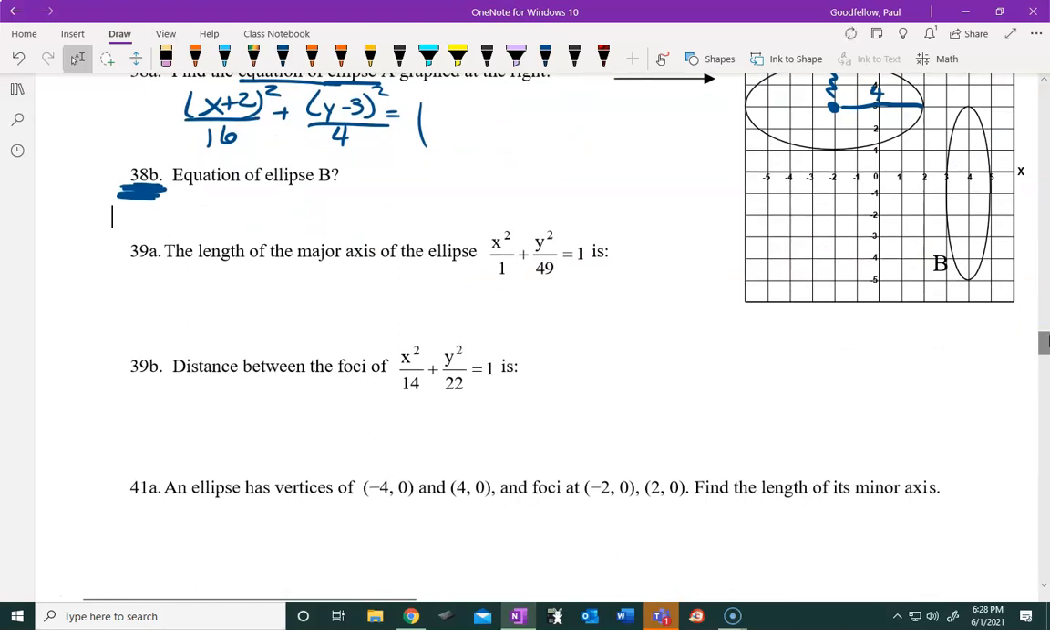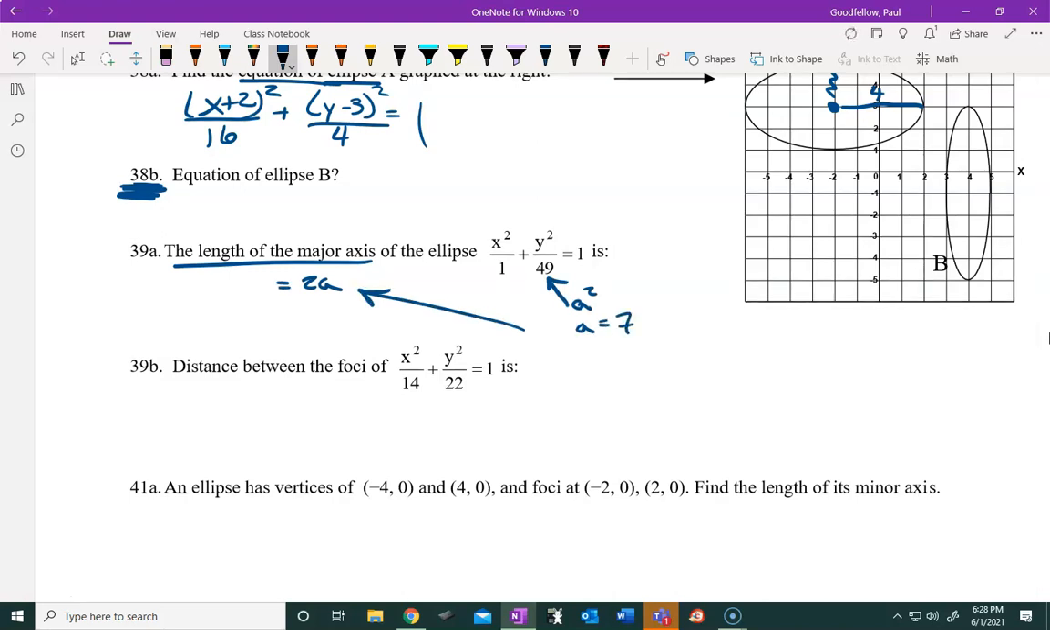Woohoo! All right. Length of the major axis in 39A is definitely looking for 2a. Well, that one is the a squared, or a is equal to 7. So 2a would be equal to 14. Well, that's a pretty easy question. Solve that in less than 30 seconds.